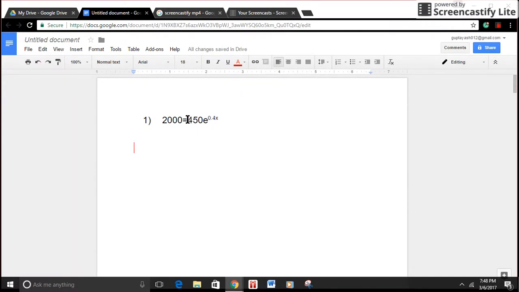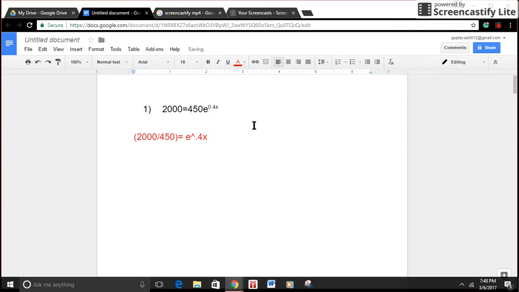In order to solve for x, you're going to want to divide by 450 on both sides. So you're going to have 2000 divided by 450. You can always simplify, but I'm choosing not to because I have a 10-minute limit and I want to be really fast with this. So 2000 divided by 450 equals e to the power of 0.4 times x.